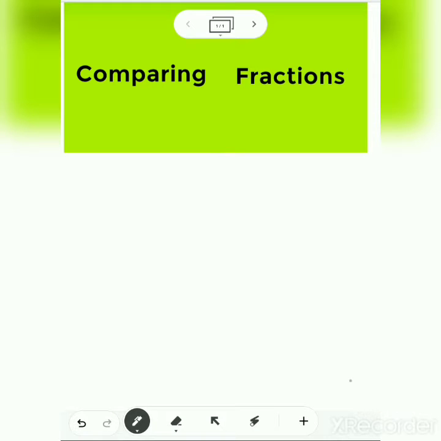Hi guys, today's lesson is about comparing fractions. Now when we compare any number, there are three symbols that we use to make the comparison.